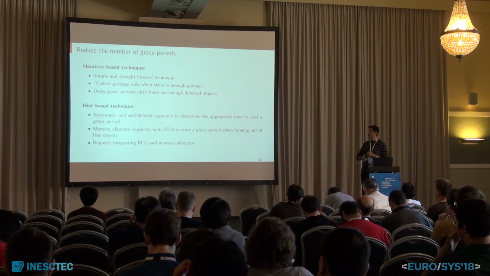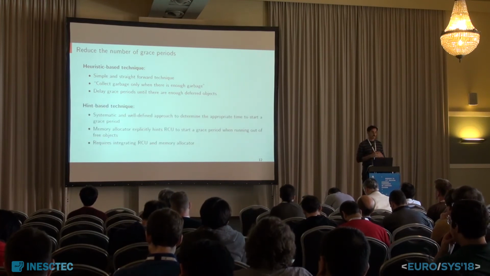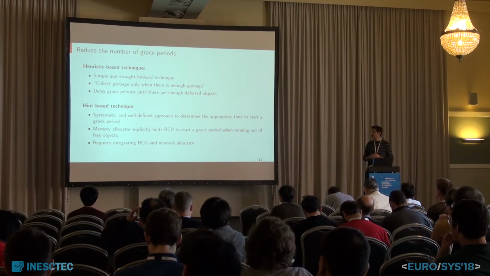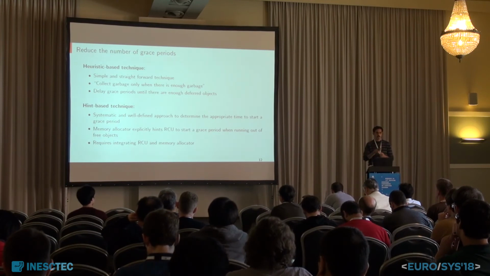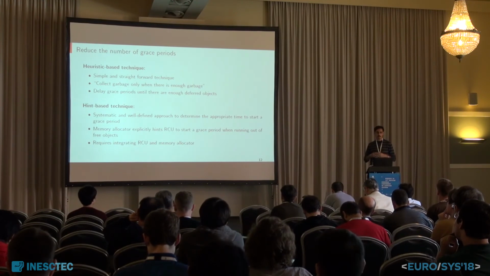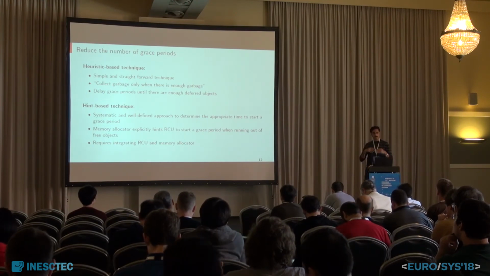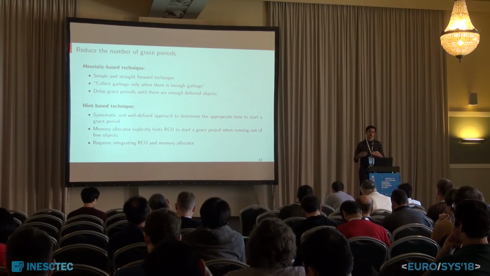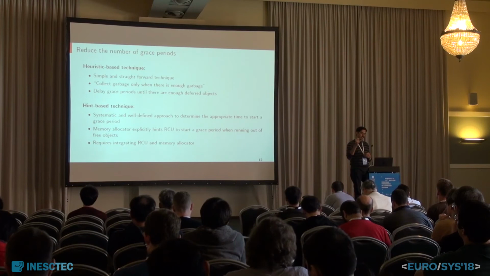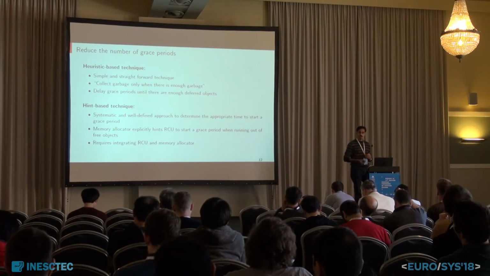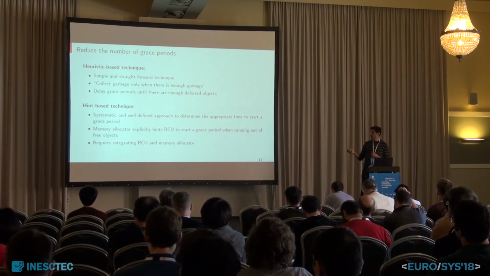In the hint-based approach, we define a systematic way to determine when the grace period is started. To do this, we let the memory allocator hint RCU on when a grace period is required. So we integrate RCU and the memory allocator, and the memory allocator keeps track of the free objects in its pool. If it's running low on the number of objects in its pool, it will hint RCU that a grace period is required. Then RCU will start the grace period and the memory can be reclaimed. But this technique requires integrating RCU and the memory allocator.